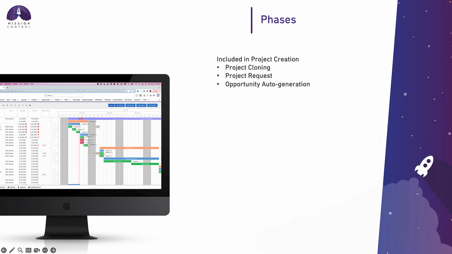So phases have been enhanced to be included when projects are being created. If you're cloning a project manually, if you're auto generating from a project request, or if you're auto generating from specific opportunity generation methods, phases, if they're included in the template, will be included in the project that's generated.